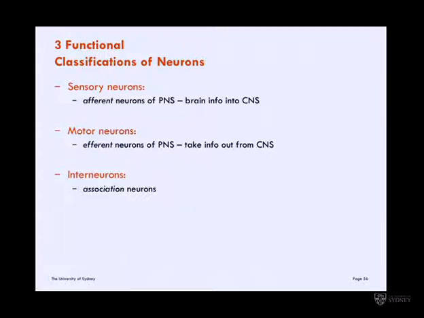So neurons can be classified based on whether they carry sensory information, whether they carry motor information, or whether they transmit information between the sensory and the motor system, and therefore they're called interneurons. Interneurons have other functions as well. Okay? So sensory neurons, also referred to as afferent neurons, with an A in front of it, bring information into the central nervous system.